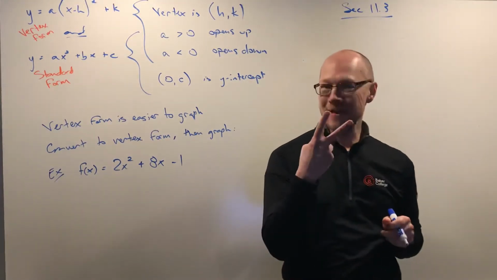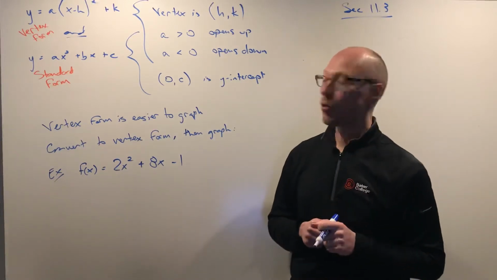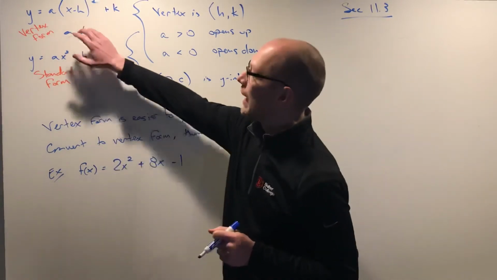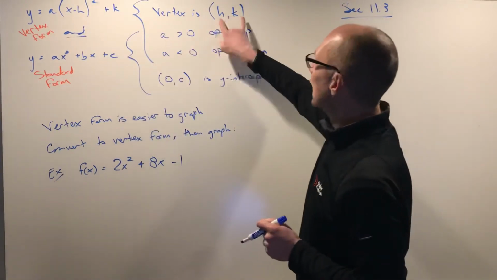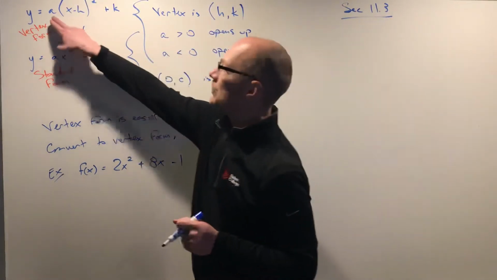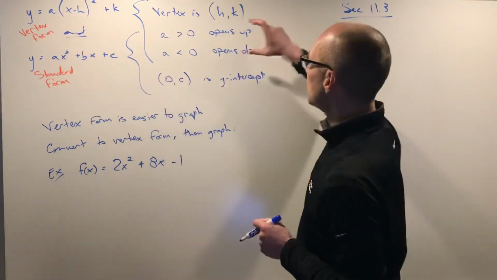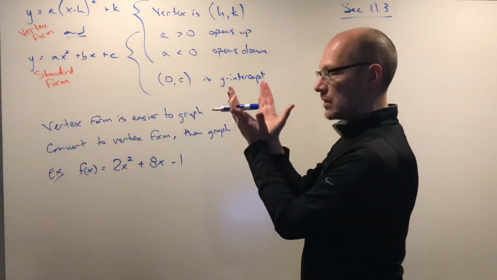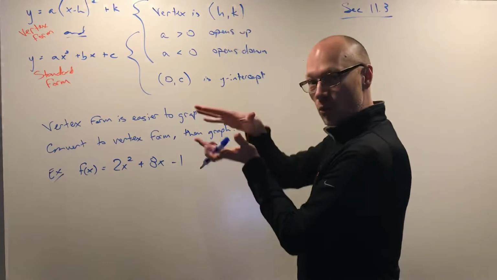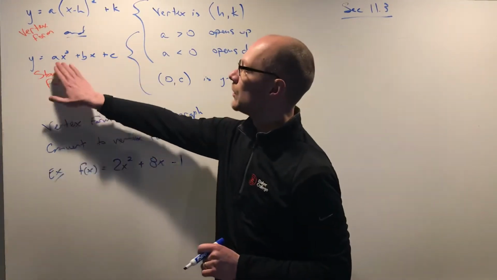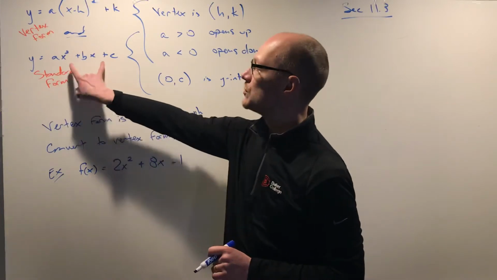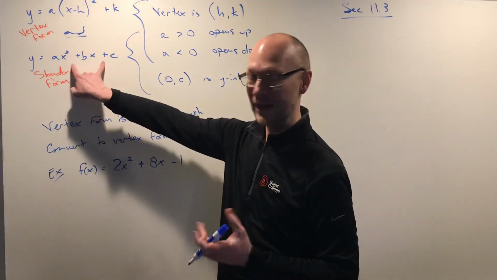There are two main different forms of a parabola. You've got the vertex form, where H and K is your vertex, and your A determines if it opens up or down and just how tall and skinny or short and squat it is. And you have standard form, y equals ax squared plus bx plus c. We're used to seeing this one right here when we're talking about factoring.